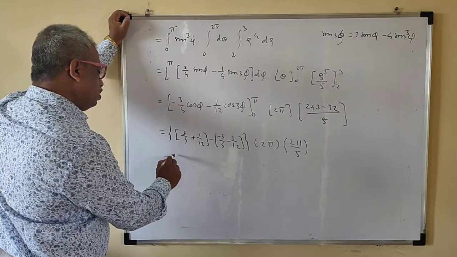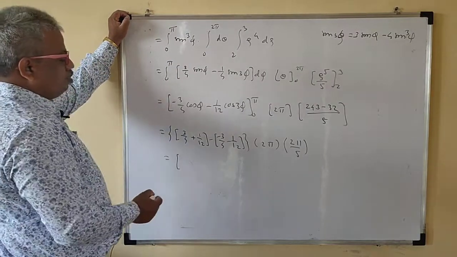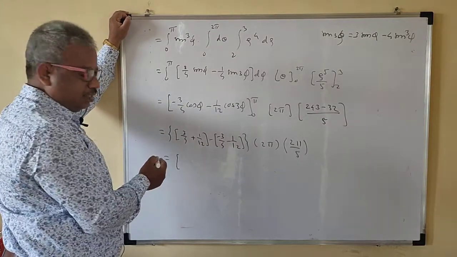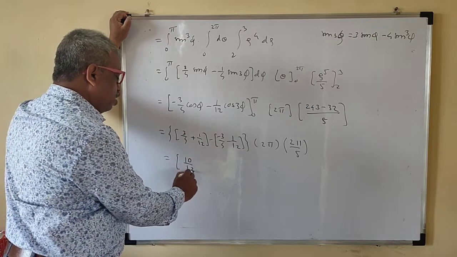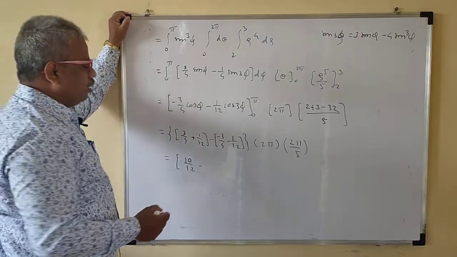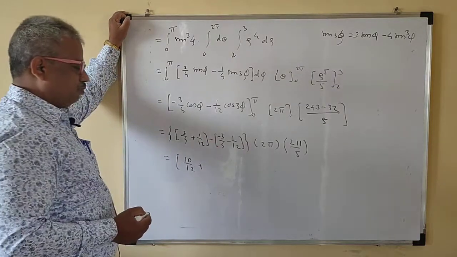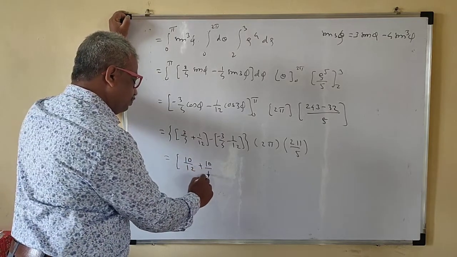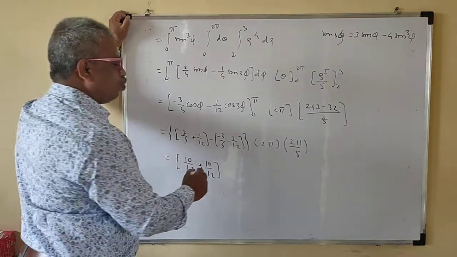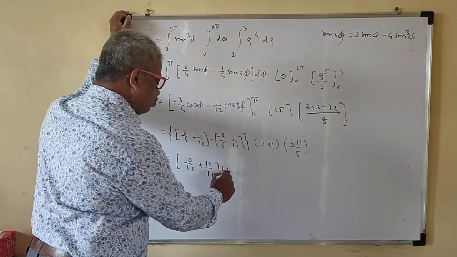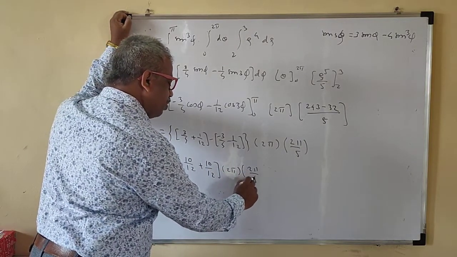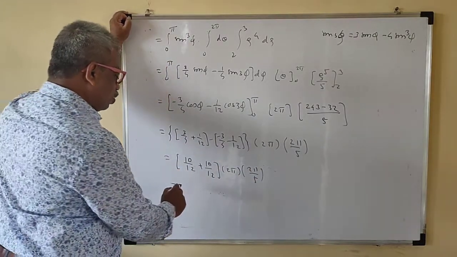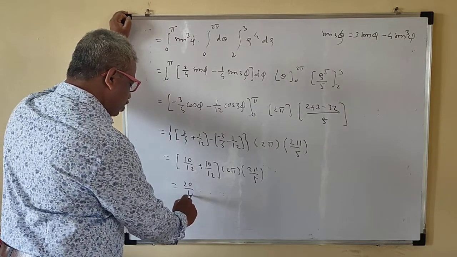So what about this one? We write this upon 12. 12, no problem for 12. So 9 plus 1 is 10, 10 by 12. Now here minus 1 becomes plus, again this is 10 by 12. 2 pi. So I can write this 2 pi as it is now, 211 by 5. Then this is 20 by 12.